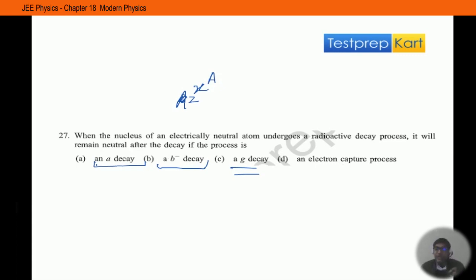There is another very interesting process, that is electron capture. Whenever electron capture takes place in a nucleus, an electron and a proton combine and get converted into a neutron inside the nucleus. So although electron capture is taking place, it is compensating a proton by increasing the neutron, so it will remain balanced and electrical neutrality will be maintained. So choices C and D both are correct in this question.